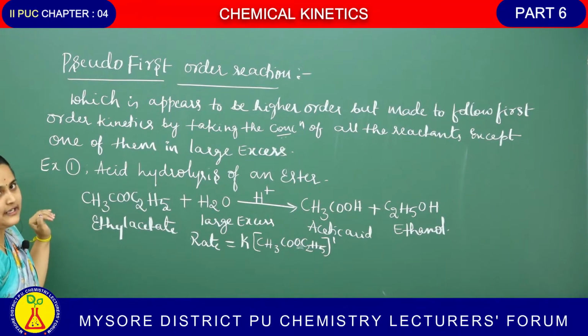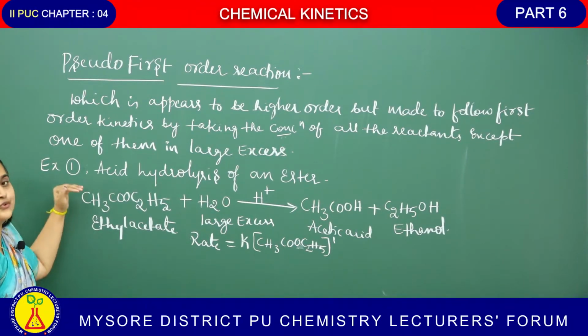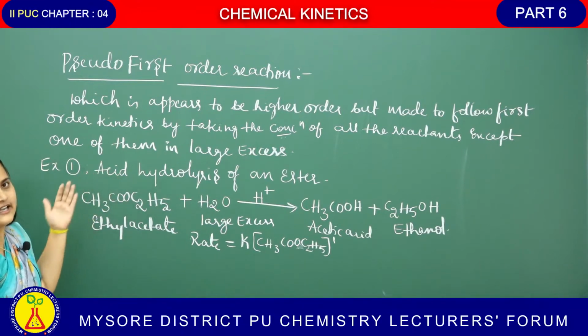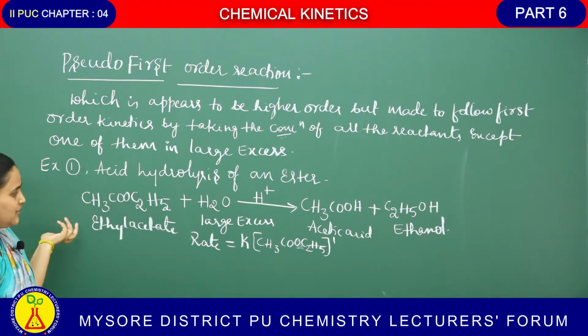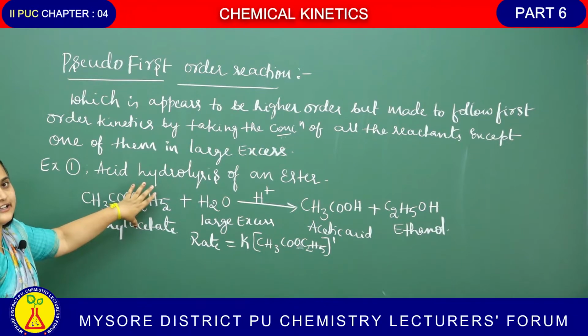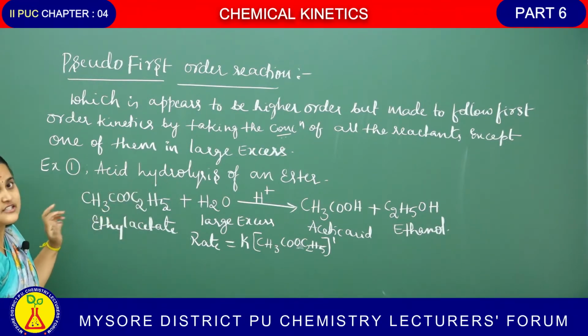ತುಂಬ ಸಲ ಎಕ್ಸಾಮಲ್ಲಿ ಕೇಳಿದ್ದಾರೆ, ಗಿವ್ ಅನ್ ಎಕ್ಸಾಂಪಲ್ ಫಾರ್ ಸೂಡೋ ಫಸ್ಟ್ ಆರ್ಡರ್ ರಿಯಾಕ್ಷನ್ ಅಂದರೆ ಆ್ಯಸಿಡ್ ಹೈಡ್ರಾಲಿಸಿಸ್ ಆಫ್ ಎನ್ ಈಥೈಲ್ ಅಸಿಟೇಟ್ ಅಂತ ಬರೀರಿ. ಅದರ್ವೈಸ್ ಅವರೇ ಆ್ಯಸಿಡ್ ಹೈಡ್ರಾಲಿಸಿಸ್ ಆಫ್ ಎನ್ ಈಥೈಲ್ ಅಸಿಟೇಟ್ ವಿಚ್ ಈಸ್ ದ ಆರ್ಡರ್ ಅಂತ ಕೇಳಿದಾಗ ಸೂಡೋ ಫಸ್ಟ್ ಆರ್ಡರ್ ಅಂತ ಮೆನ್ಷನ್ ಮಾಡಿ. ದಿಸ್ ಇಸ್ ದ ಒನ್ ಎಕ್ಸಾಂಪಲ್.